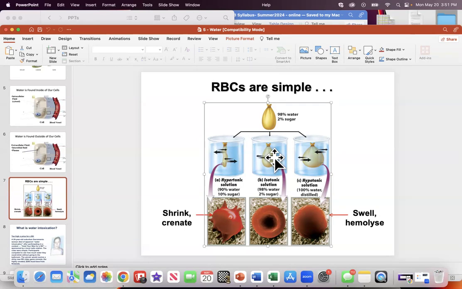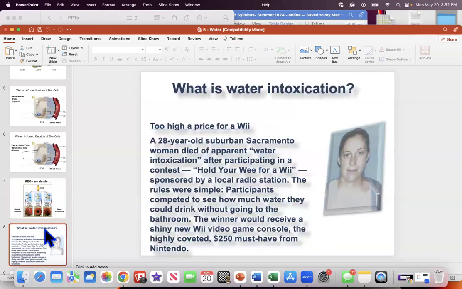Isotonic makes the cell stay the same. A hypotonic solution hemolyzes the red blood cell. So we find if you drink pure water, that's good. But if you drink too much, you can turn the isotonic, that's your body environment, into a hypotonic solution. So drinking too much water too quickly may not be healthy. And it's called water intoxication.